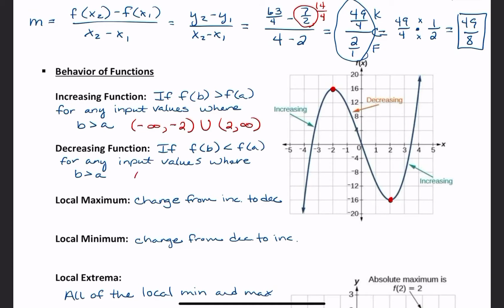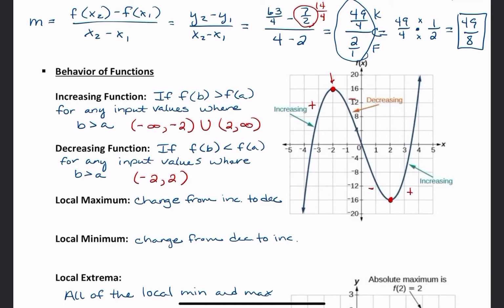Those are the increasing parts of the graph. Decreasing is going to be from -2 to 2. And notice I use parentheses on those because right at that point, your slope is 0 because it's changing from positive to negative right at that point. Here, it's changing from negative to positive right at that point. So the change isn't included in the increasing or decreasing part, which brings us to local maximum and local minimum, which are considered local extrema.